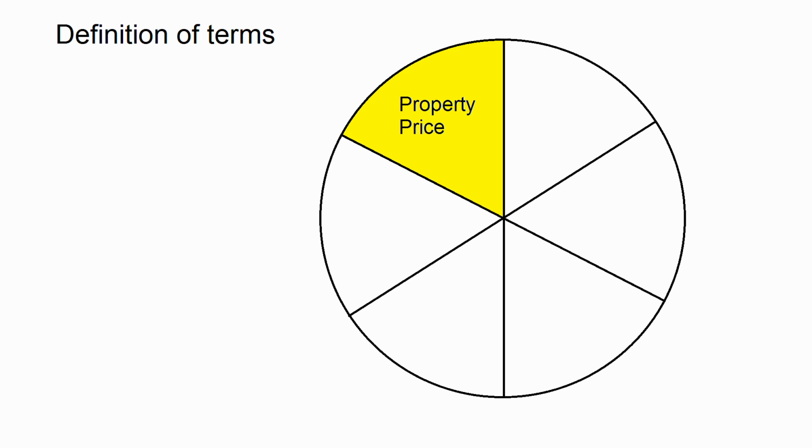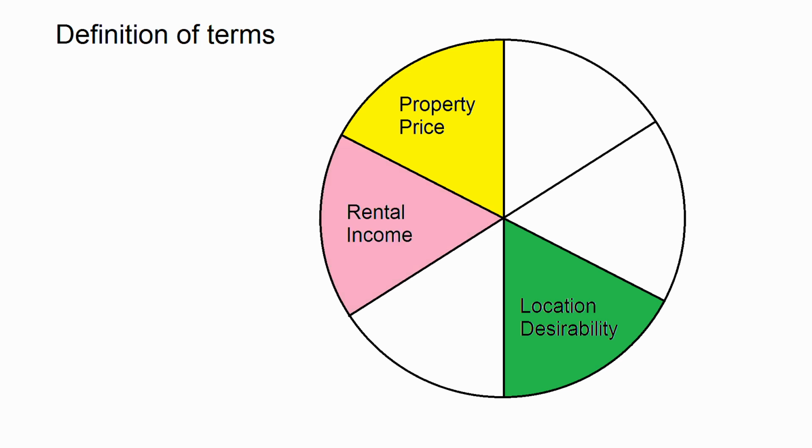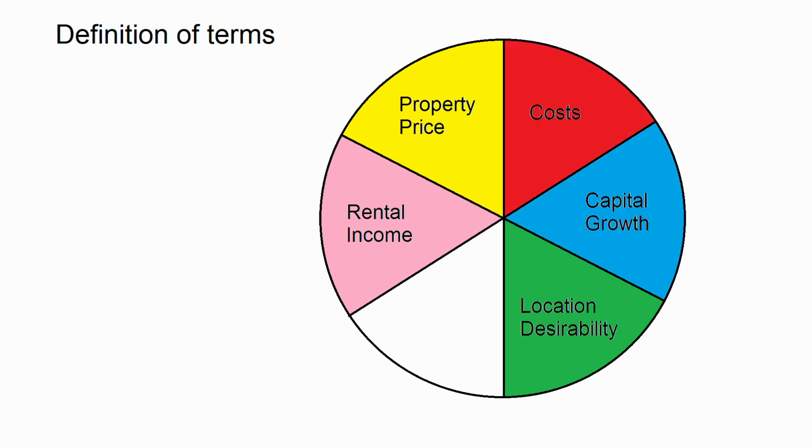Property price refers to the average sale price in an area. Location desirability is whether people want to live in an area or not. Rental income is how much the tenant pays for rent. Costs are fees that are paid to maintain the investment property. Capital growth is the amount by which a property increases in value relative to the purchase price. And finally, the initial investment is the deposit paid to purchase the property, plus any other associated cost to complete the purchase.